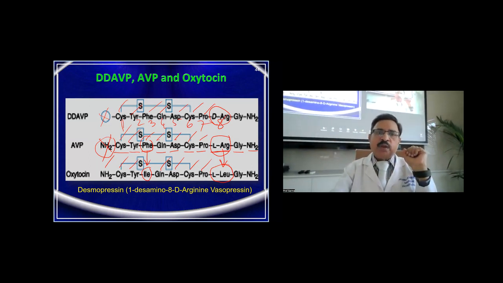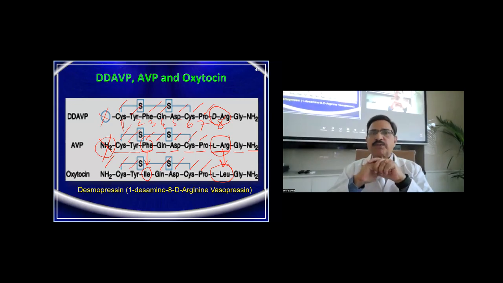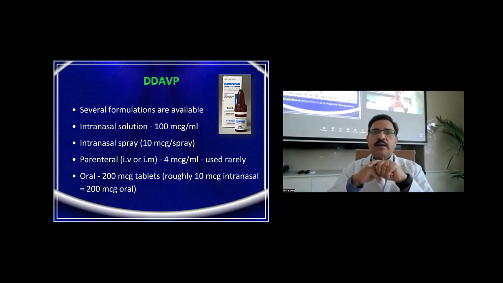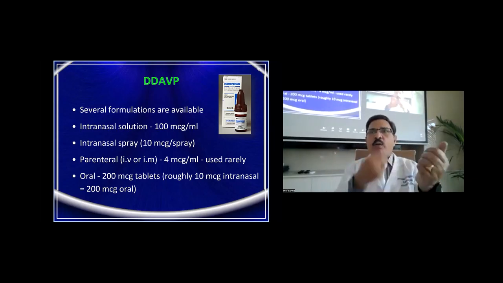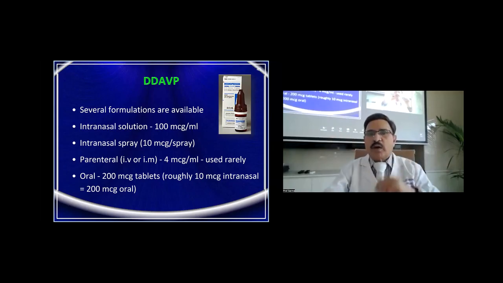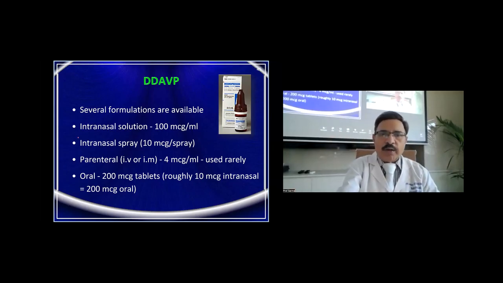Now, DDAVP, you must know a little about this drug, desmopressin, or 1-desamino 8-D-arginine vasopressin. Several formulations are available: intranasal drops, nasal spray, parenteral, and oral. All four are available. The commonly used one is the spray or the tablet.